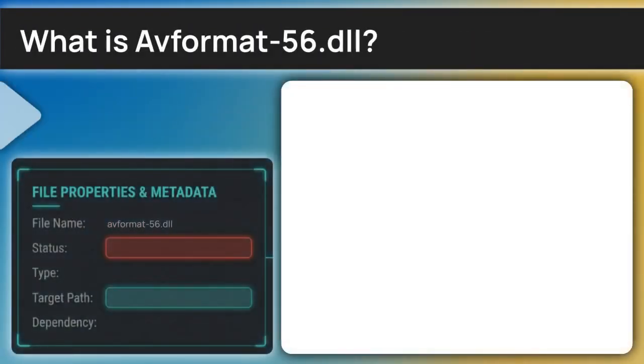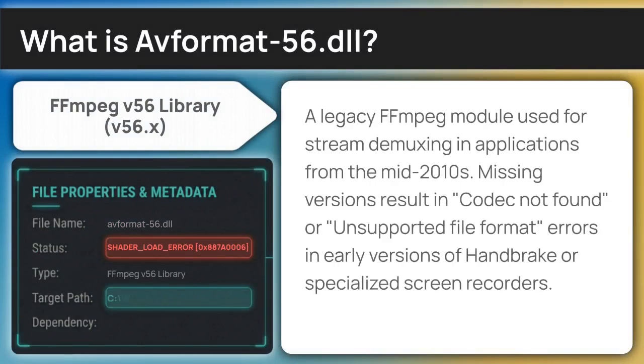This is the audio-video format 56, a legacy FFmpeg module used for stream demuxing in applications from the mid-2010s. Missing versions result in codec not found or unsupported file format errors in early versions of Handbrake or specialized screen recorders. Knowing the file's purpose is helpful, but now we need to physically restore it.